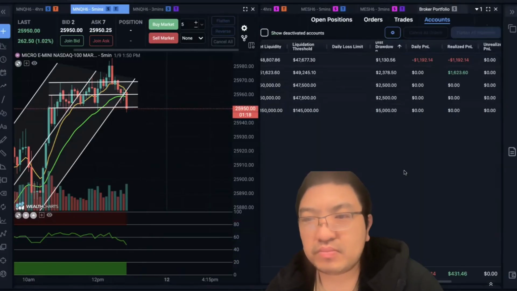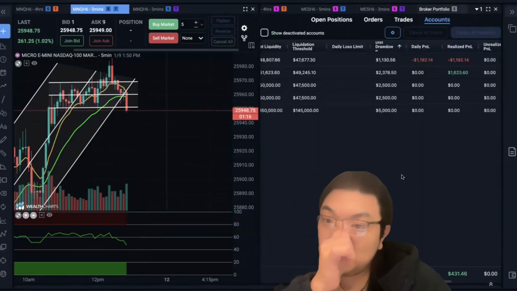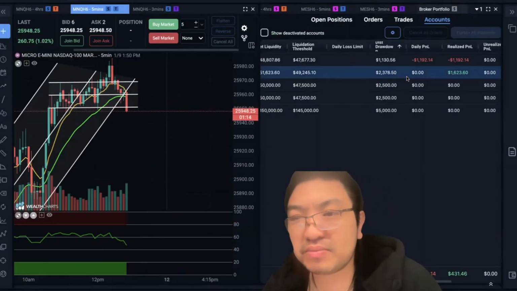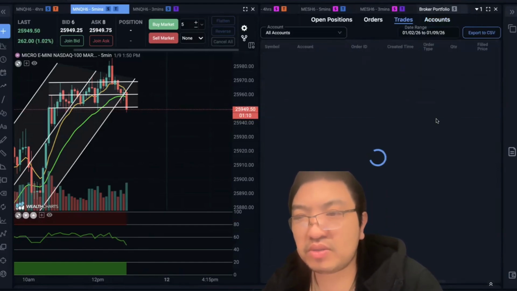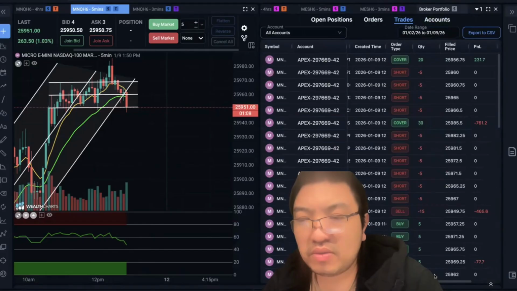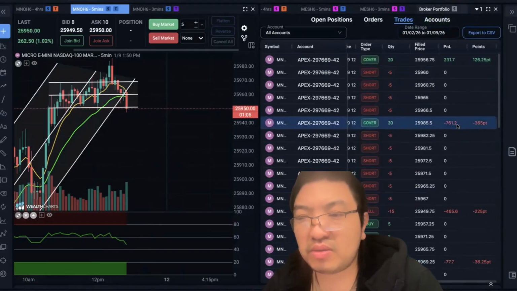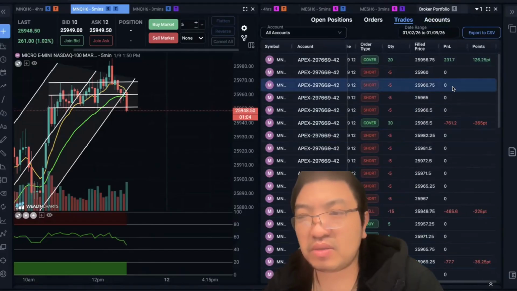Just 200 something. Not that much. The last trade was since 231, 7 something. So all I lose.